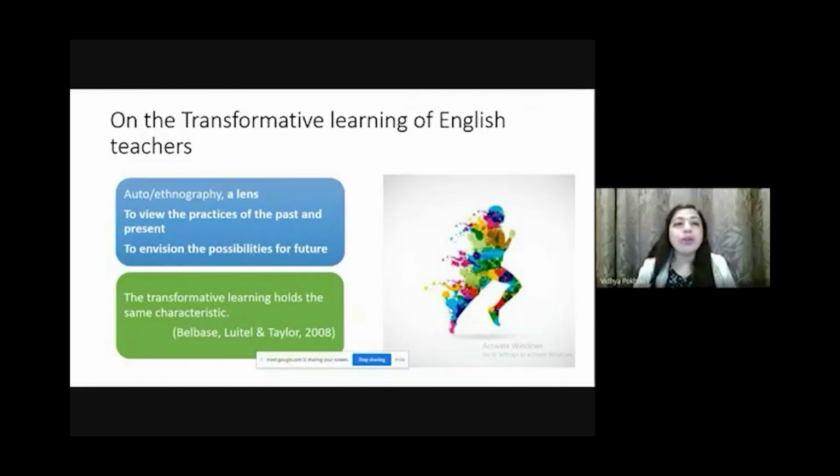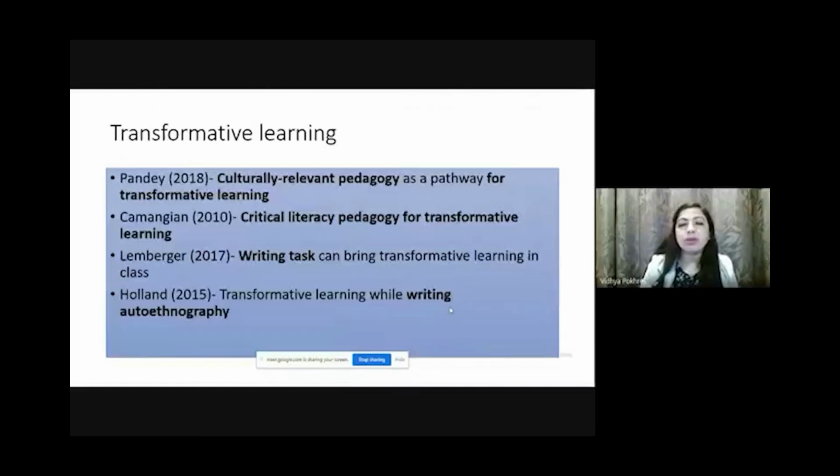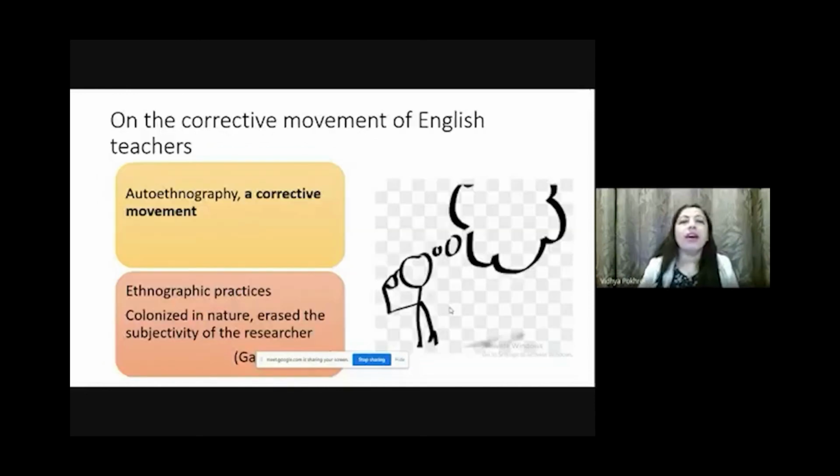And autoethnography has been used as the lens to view the practices of the past and the present, which helps the researchers to envision the future possibilities. So in my study, Pante 2018 talked about culturally relevant pedagogy as a pathway for transformative learning. Kamenjian, Lemberger, Holland, they have all talked about transformative learning through autoethnography in their classroom.